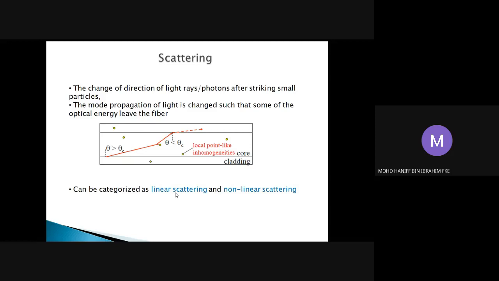Scattering. Okay, so what we have here is a diagram which shows the effect of scattering. Note that there are small bubbles there, green circles, 1, 2, 3, 4, 5, 6. This is what we call inhomogeneities or impurities, and this is something that exists naturally in a glass material. Okay, so in terms of a definition, scattering is defined to be a change of direction of light rays.